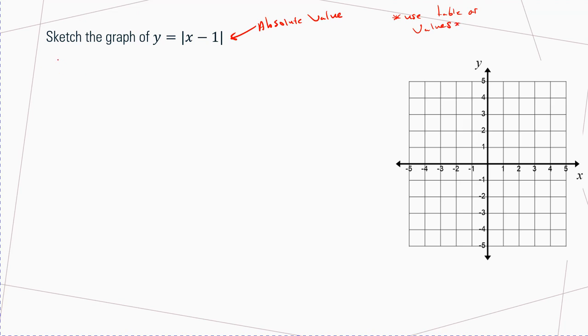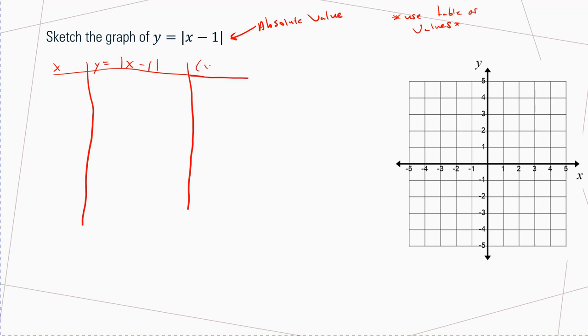Okay, so this is just x, comma y, and y is the absolute value of x minus 1, and this is going to get me ordered pairs. So I'm going to pick -2, -1, 0, 1, and 2. All right, so let's plug it in.